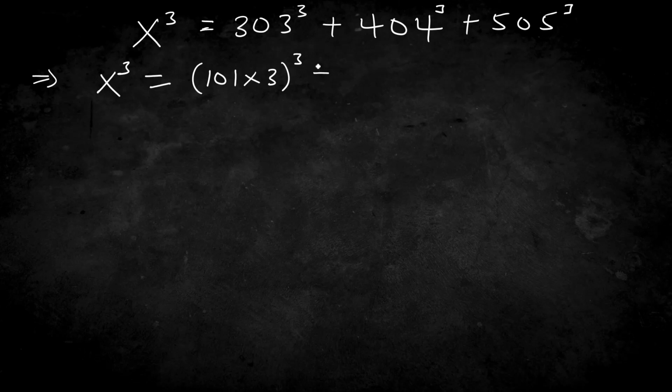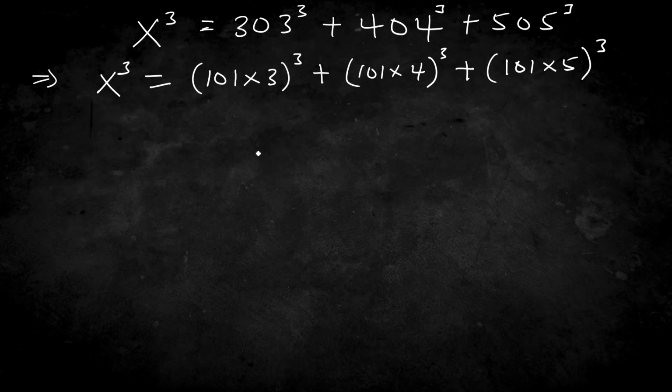Now let me go ahead and do the same to this. We have 404, so 101 times 4, all to the power 3. 404 is the same as 101 times 4. Then we have the last one, 101 times 5 to the power 3.